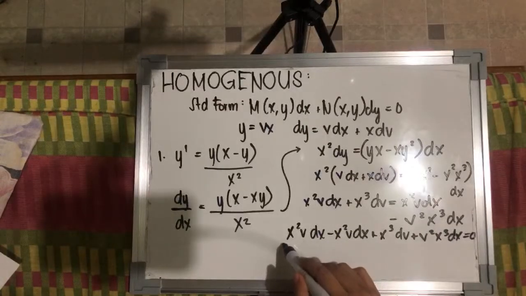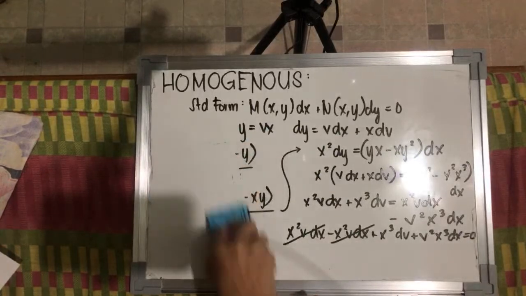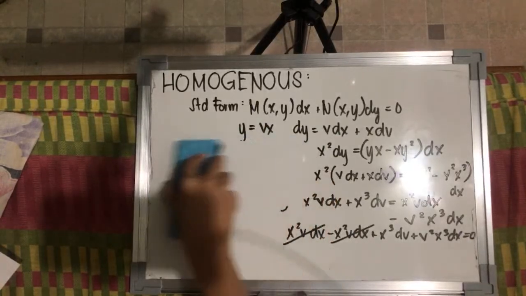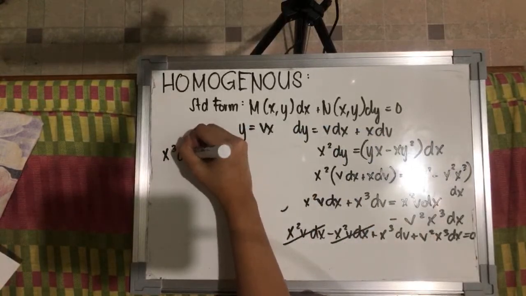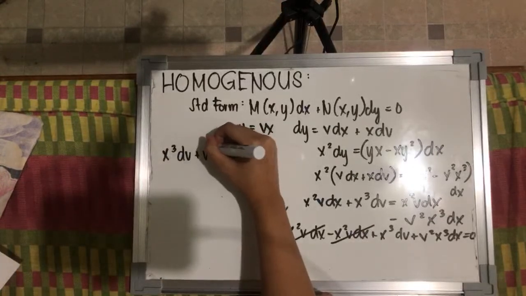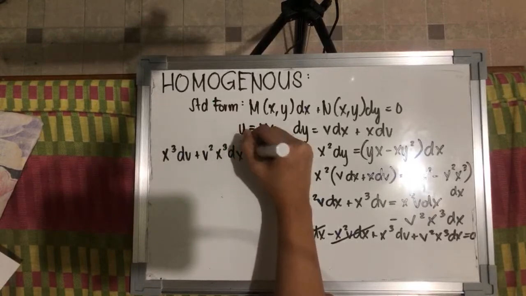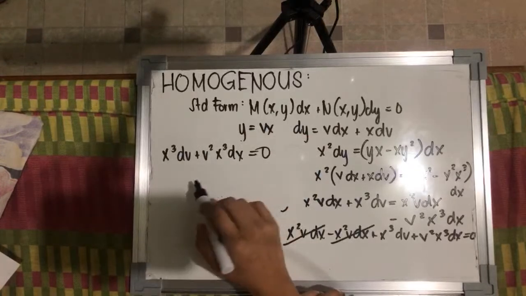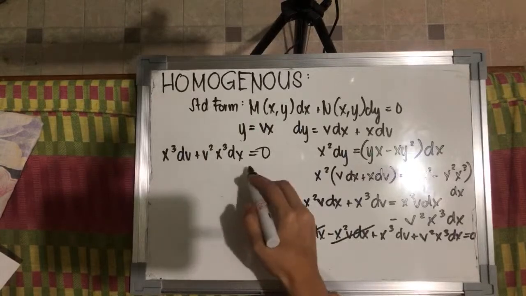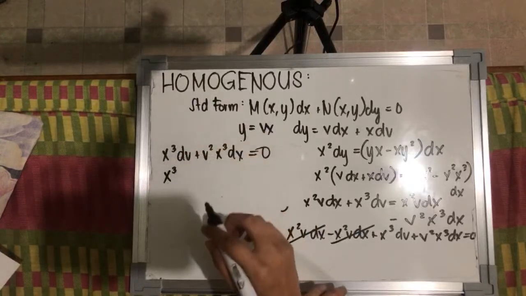Ito magka-cancel to. So, ang matitira is x cubed dv plus v squared x cubed dx is equal to 0. So, combine na natin yung x at v.